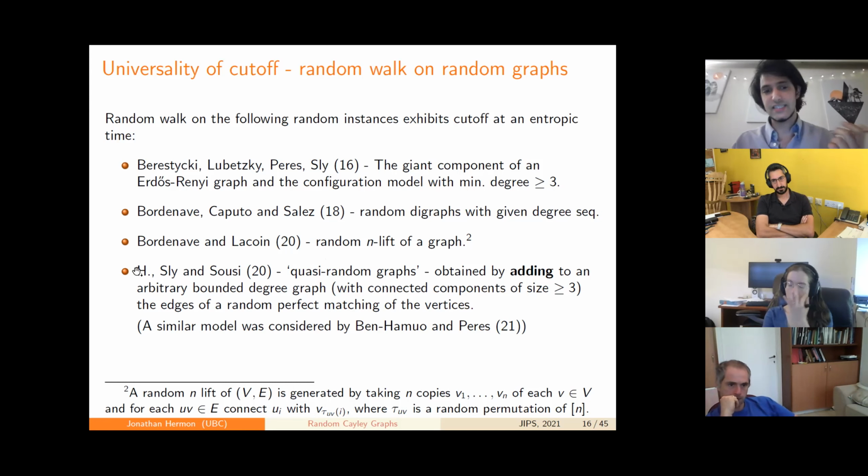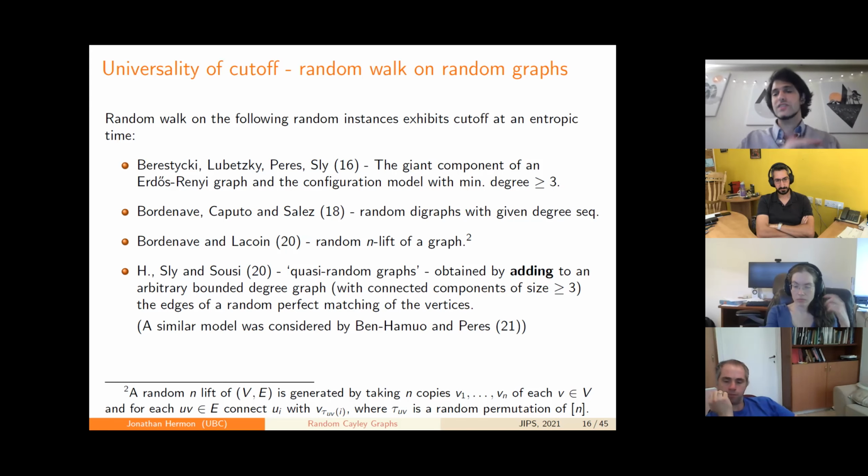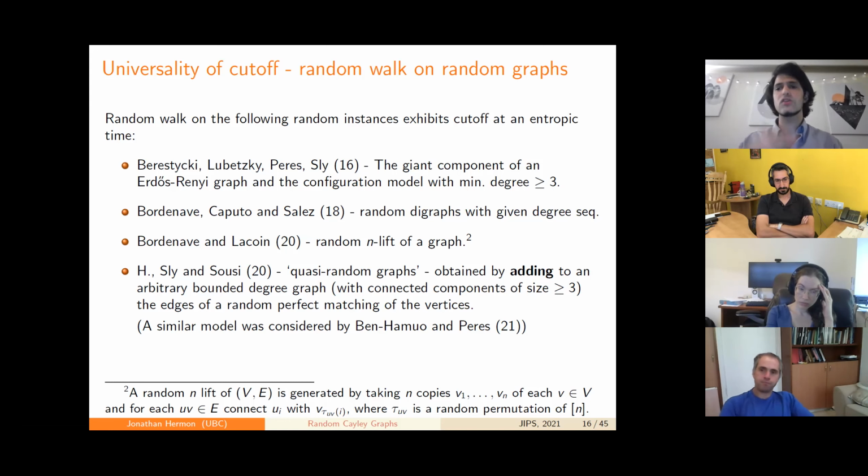The last example I want to mention is joint work with Sly and Sousi. This is a very generic operation on a given graph, and we call this construction a quasi-random graph. You start with an arbitrary bounded degree graph, or a sequence of bounded degree graphs. We don't even need them to be connected; we just need the connected components to be of size at least 3.